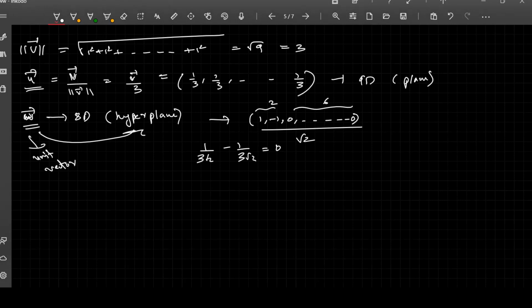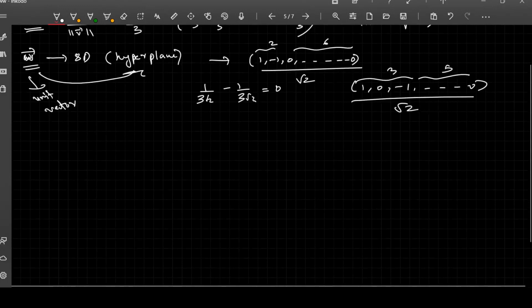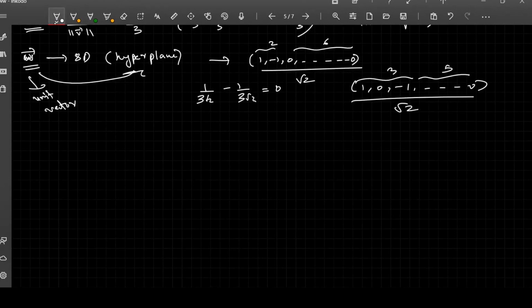So that's it. You can even take an extra 1. No, extra 1 doesn't work out. You can just put 1 comma 1 comma 2. No, that also doesn't work out. We can consider many cases, like 1 comma 0 comma minus 1, 0. So this is 3 times and this is 5 times, 6 plus 2 equals 5, and this is root 2. This is also a vector which is perpendicular to the u vector. So there are infinite cases as told before. So we are done with this question.